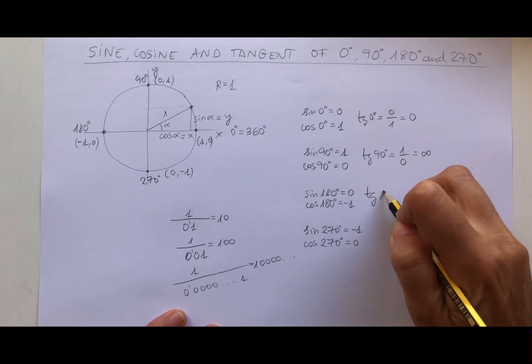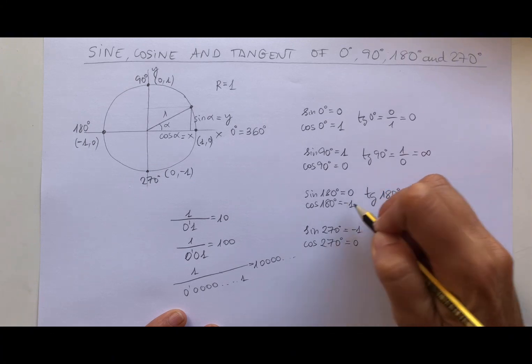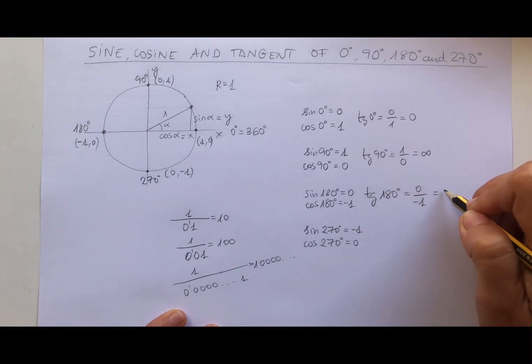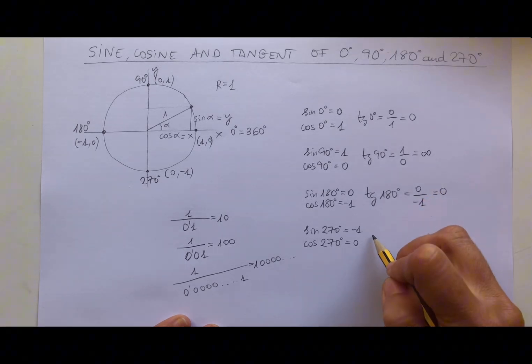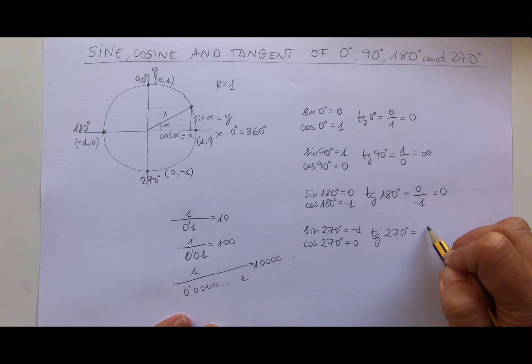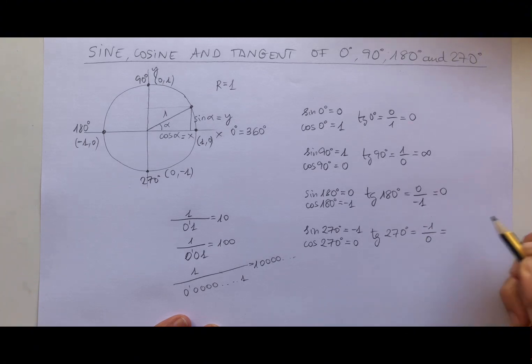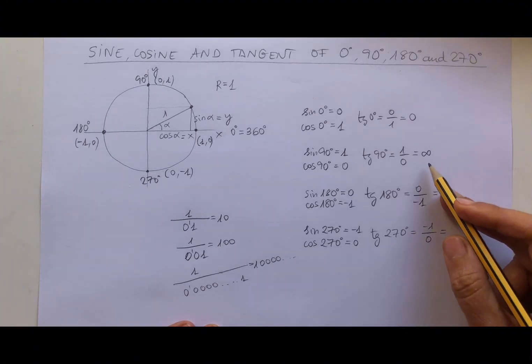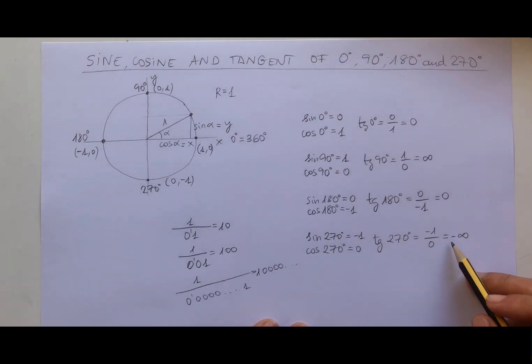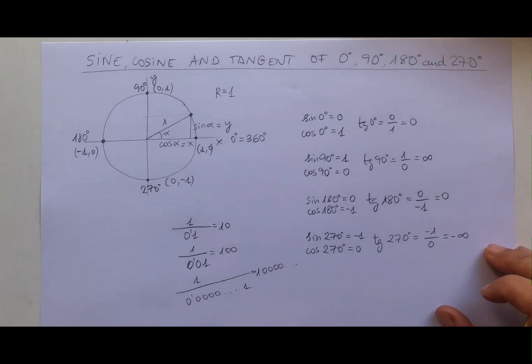Then we would have tangent of 180, 0 over minus 1, which is 0. 0 has no sign, remember. And tangent of 270 would be minus 1 over 0. And for the same reason, this would tend to infinity, or even positive infinity, depending on whether we approach 0 from the left or from the right, which is difficult for you because we haven't studied that, so forget about it so far.